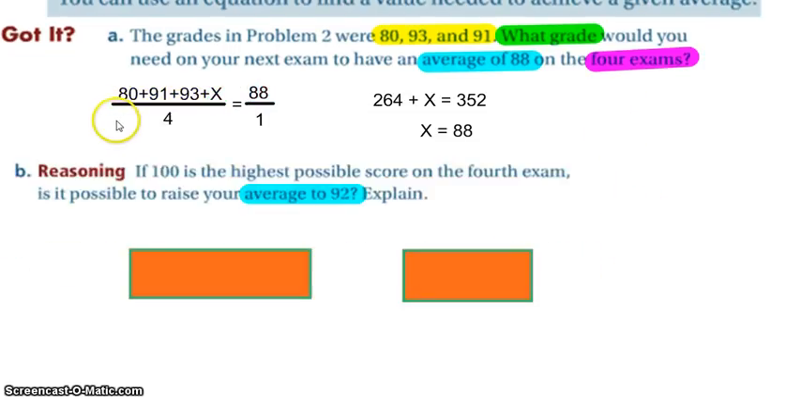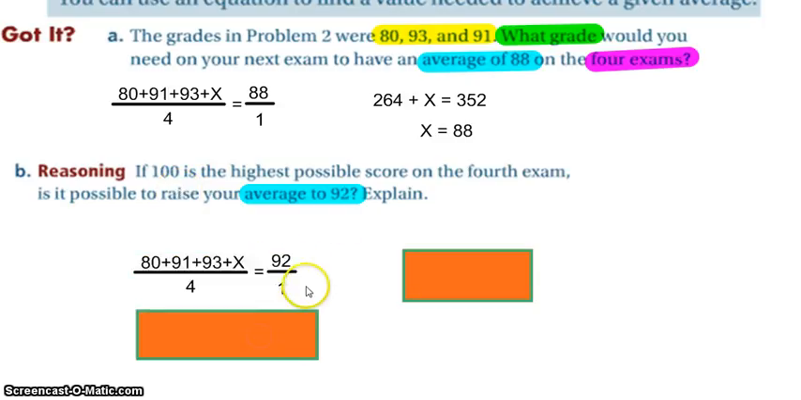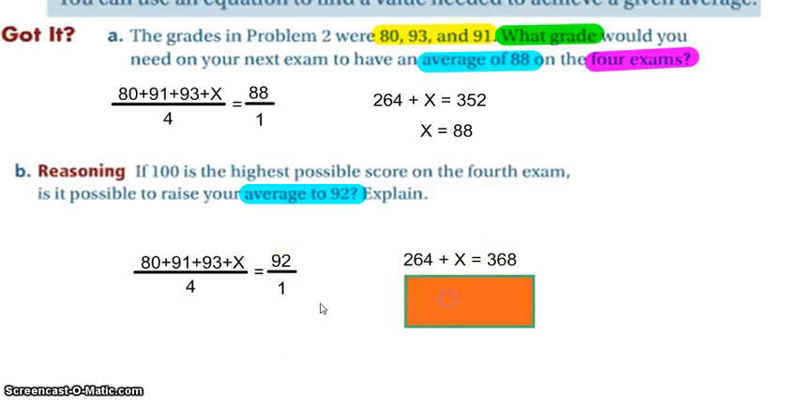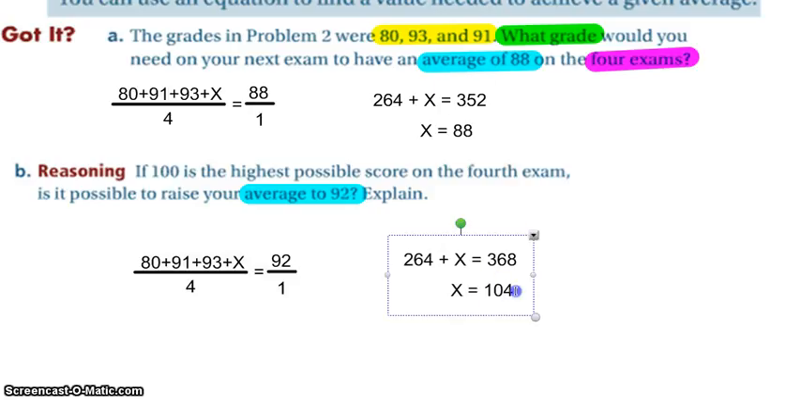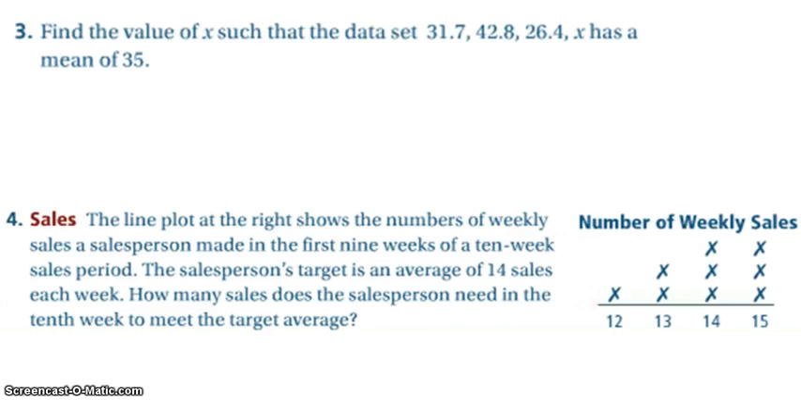All right, so in part B, it says if 100 is the possible highest score on the 4th exam, is it possible to raise your average to 92? So we set up the same math, except now we have 92 on the right side, the average that we're wanting to get to. And we do the same math, except now when I've done 92 times 4, I get 368. When I subtract 264 from both sides, I get 104, and that tells me that no, this would not be possible because you cannot score more than 100 points on the last exam. Try 3 and 4 and then come back to verify your answers.